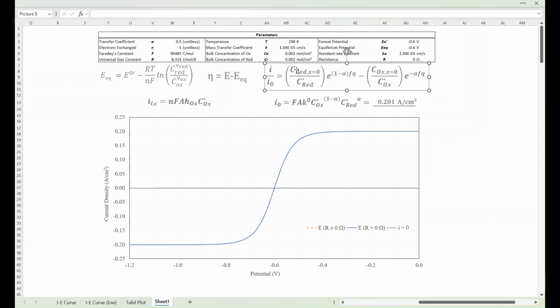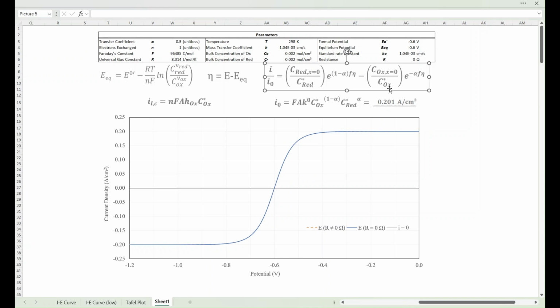So here we have the ratio of our surface concentration. That's the concentration at the surface of our electrode. And then our bulk concentration on the bottom, which is the concentration far away in the bulk of the solution. And we have that for the reduced species here and the oxidized species here. And so as I increase my potential, my current increases.